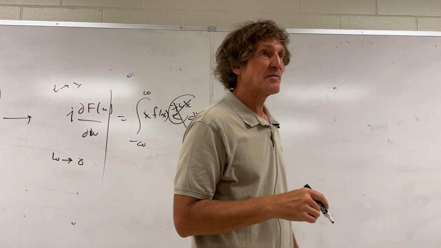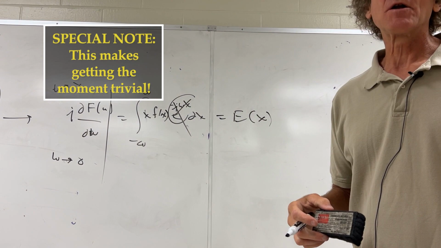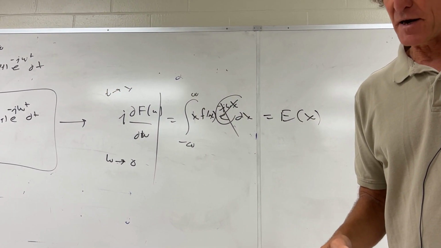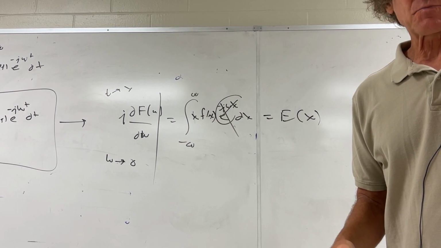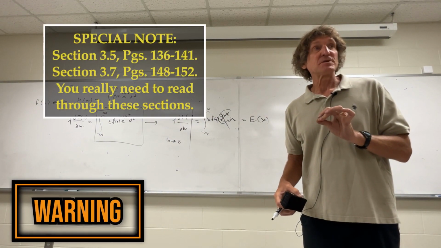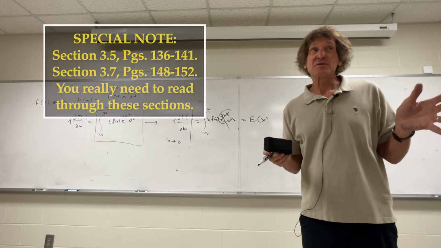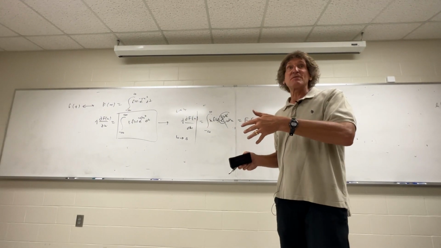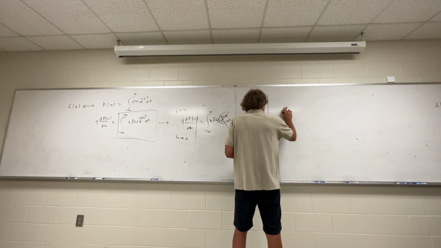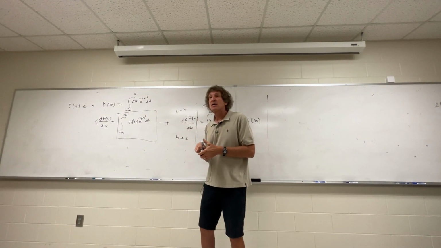Here's another reason you should love this stuff. It makes getting the moment trivial. And we're going to do this problem with that in mind. Everybody hear me on this? So, this is problem 3-7.1. Now, you're going to need to read through this section and section 3-5 and make sure you can do the problems, especially in 3.5. But 3.7, you're going to see this stuff now, it's a cakewalk kind of deal. It makes life easier. All right, go ahead, that one.